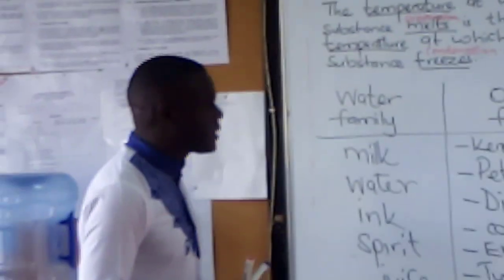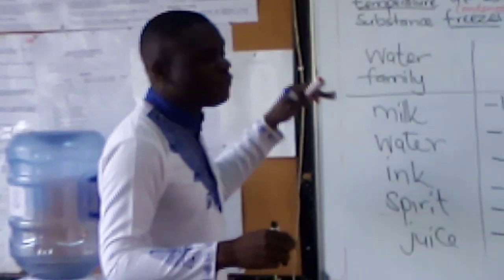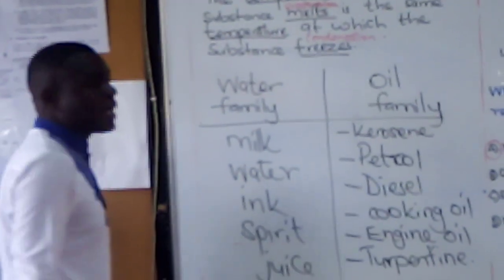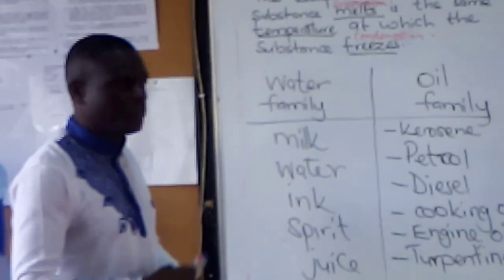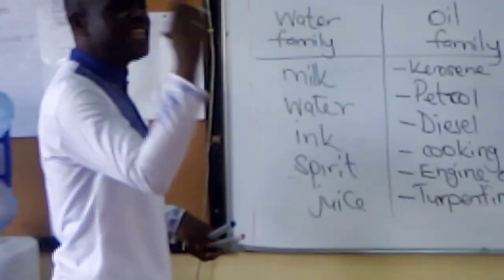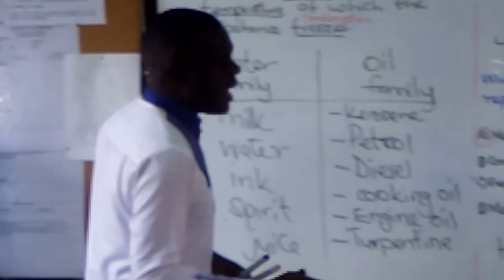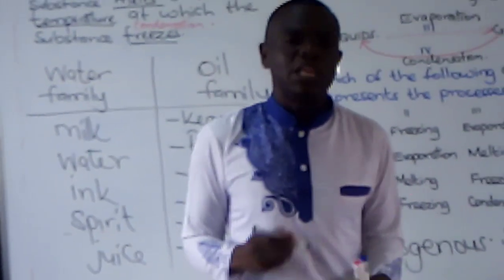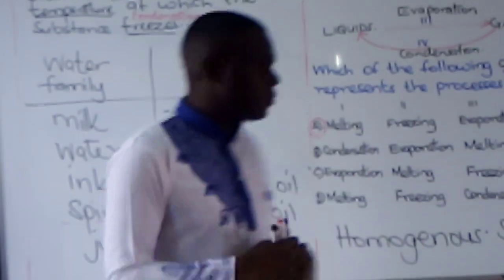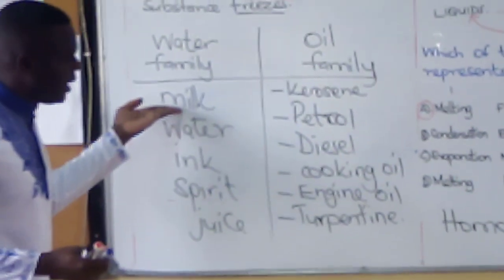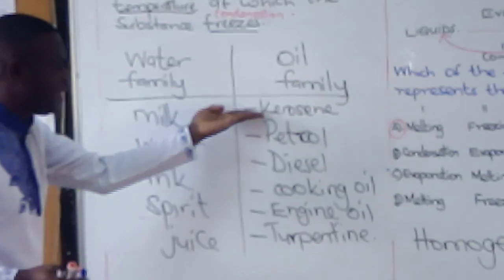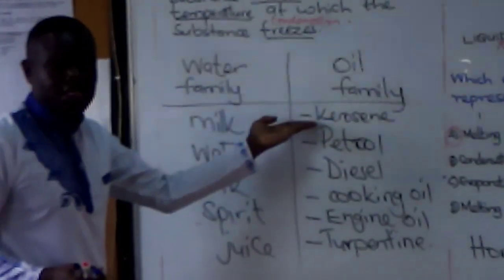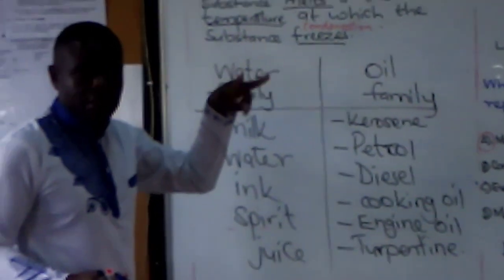But if you mix a liquid from water family with a liquid from oil family, they cannot mix. They cannot, because they are immiscible. Liquids that do not mix are called immiscible liquids. And so, for example, if you take milk and mix with kerosene, they will not mix. After settling, they'll form two layers.